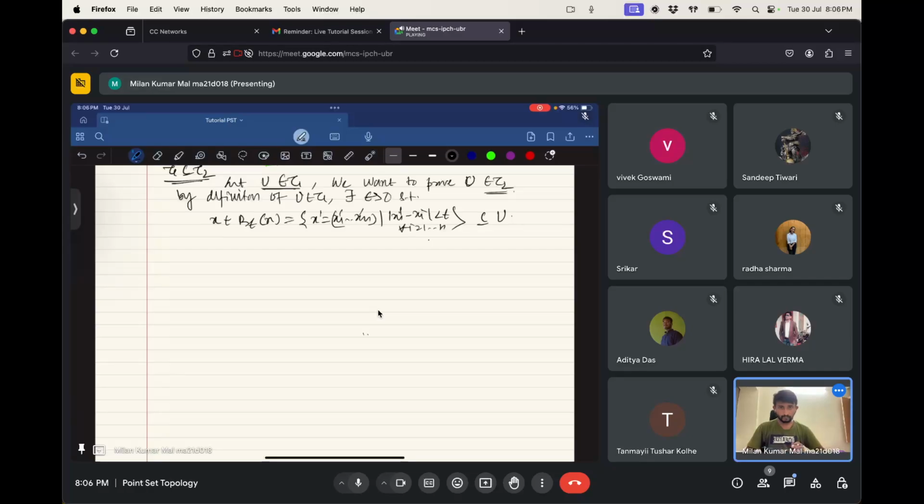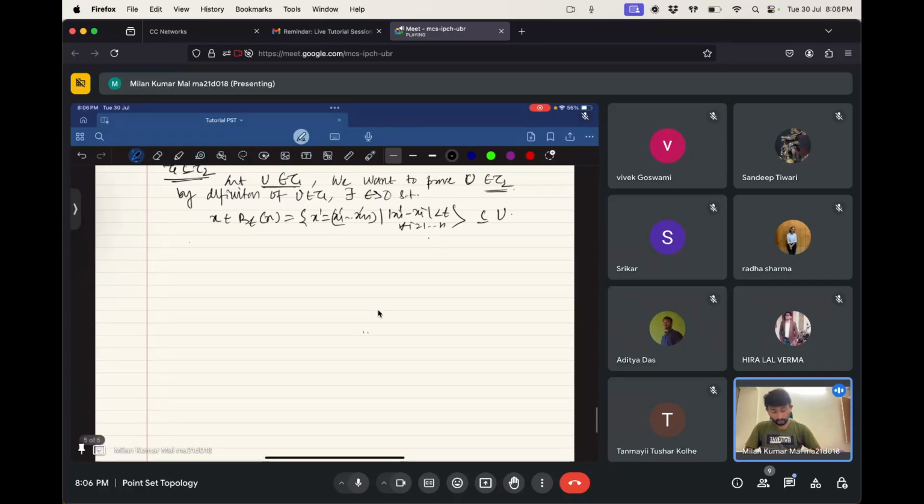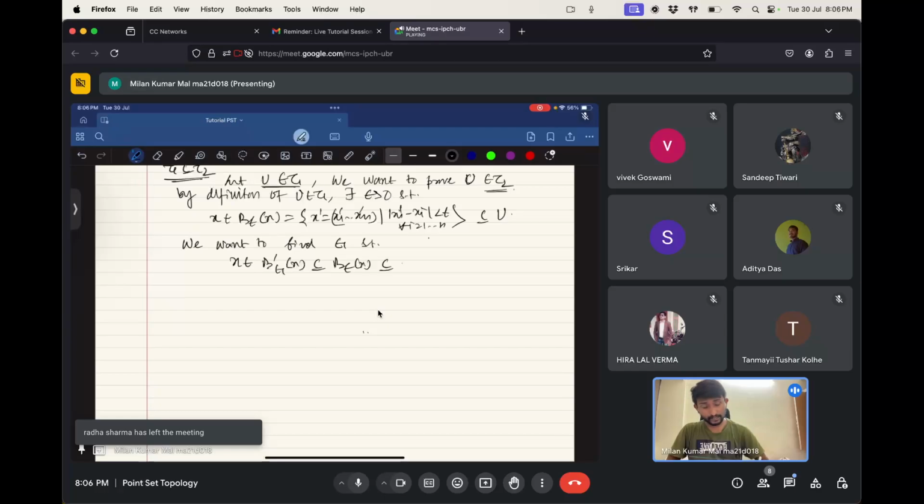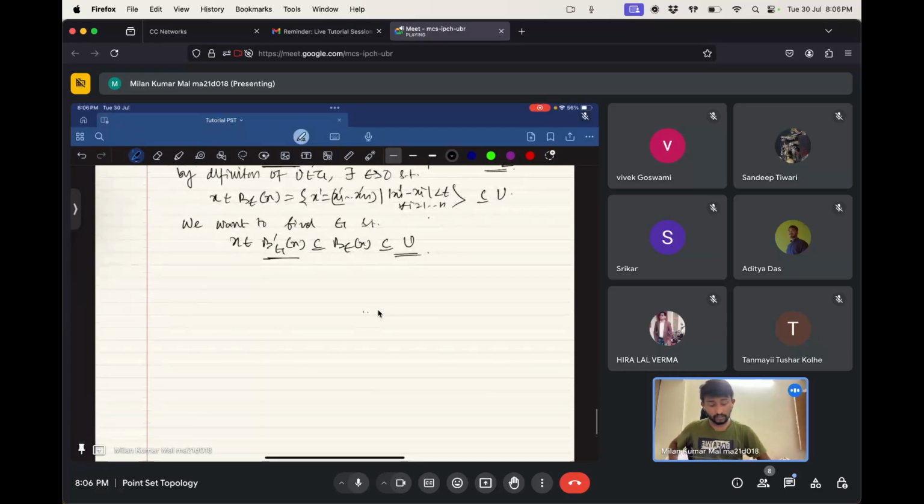Okay. Now I want to find an epsilon 1 such that x belongs to B epsilon 1 dash x, which is a subset of B epsilon x, which is sitting inside the U. That is what I want to find. So epsilon 1 is the point I want to find here.